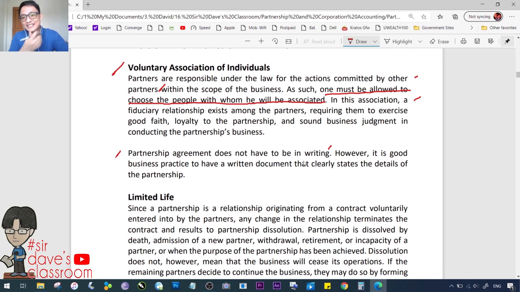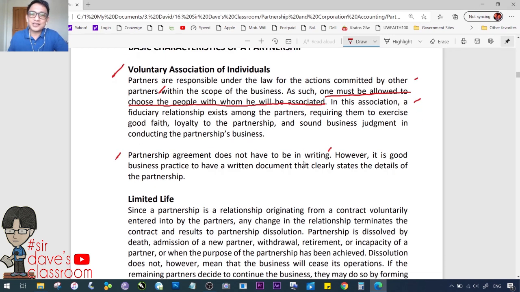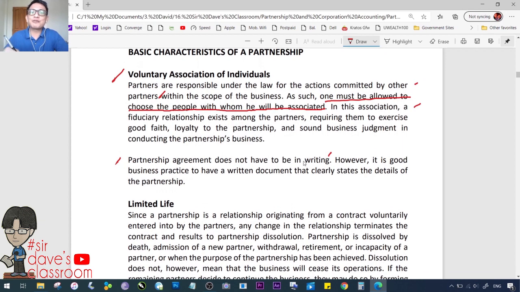Kasi pagka hindi siya in writing, it may still be valid. However, ang daming factors kasi. The human mind usually falters. Ayan. That is the primary reason we put things down in writing.